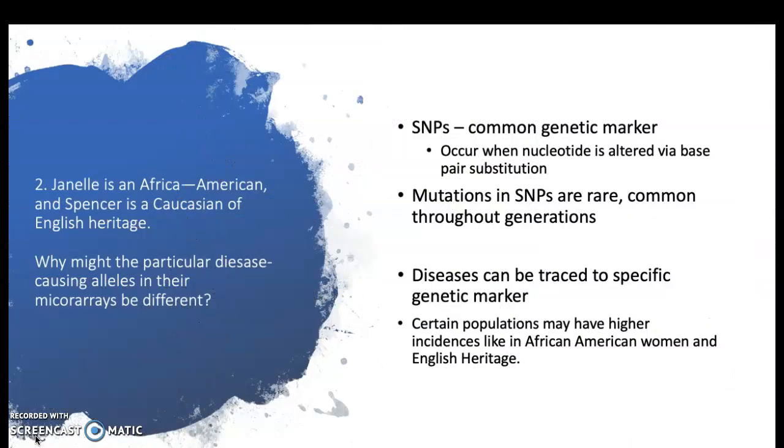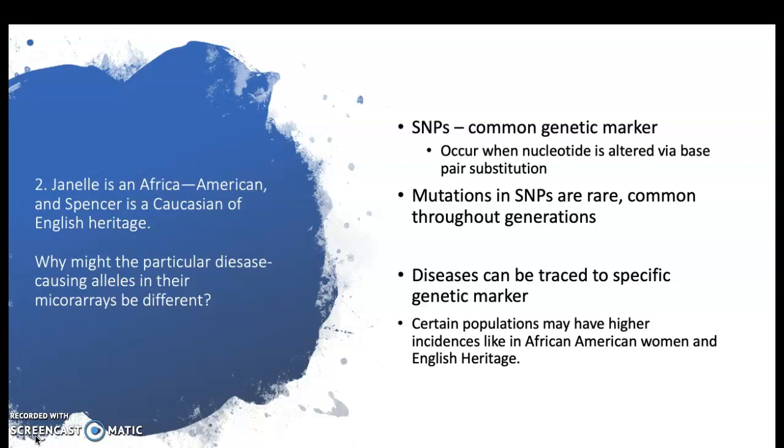The second question: Janelle is an African American and Spencer is a Caucasian of English heritage. Why might the particular disease causing alleles in their microarrays be different? SNPs, single nucleotide polymorphisms. SNPs are a common genetic marker.